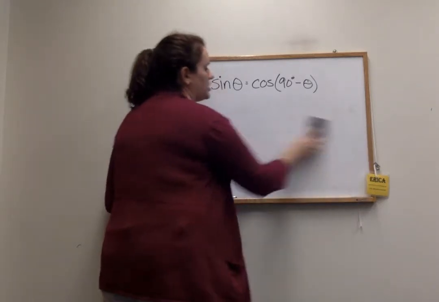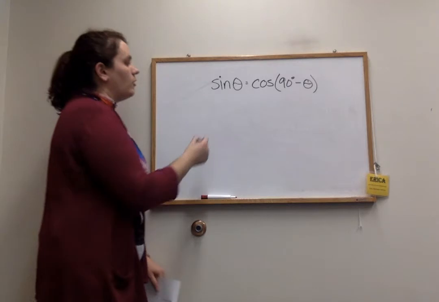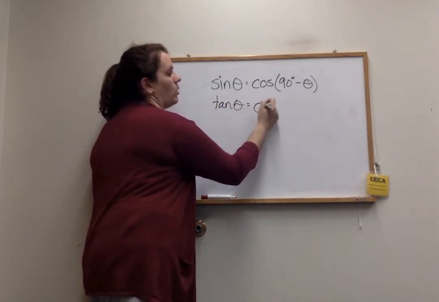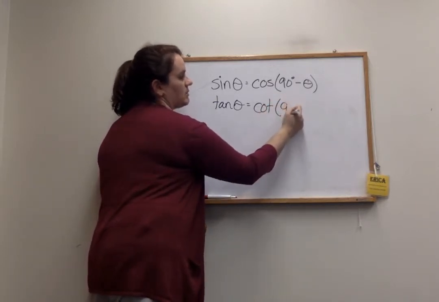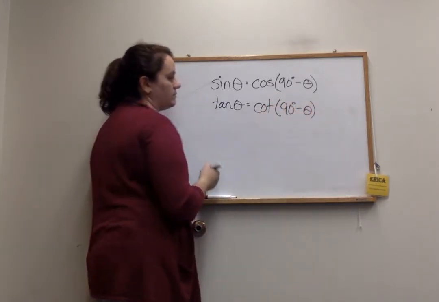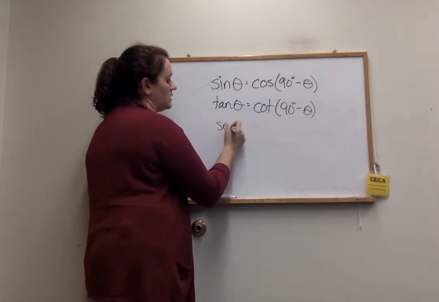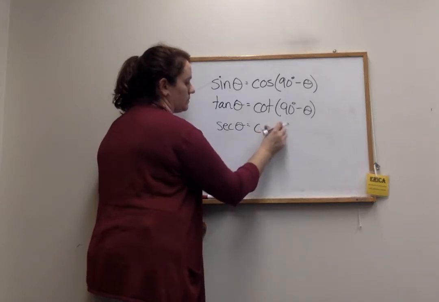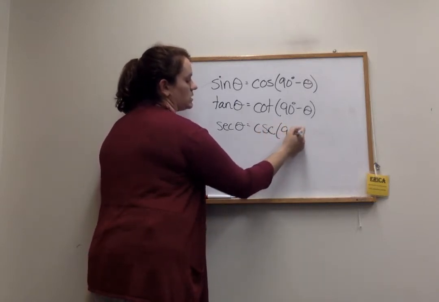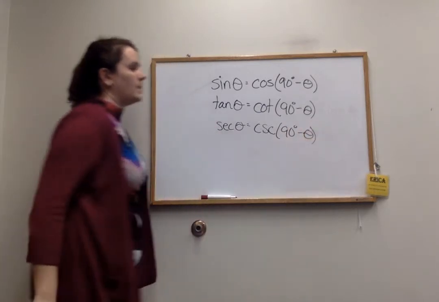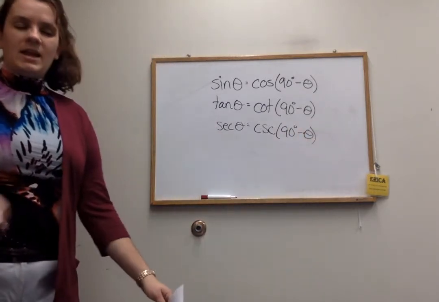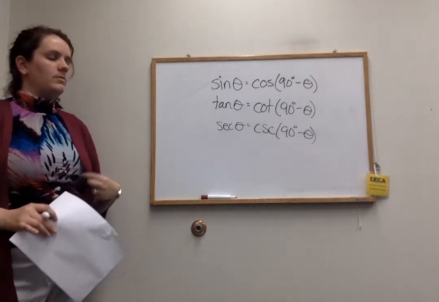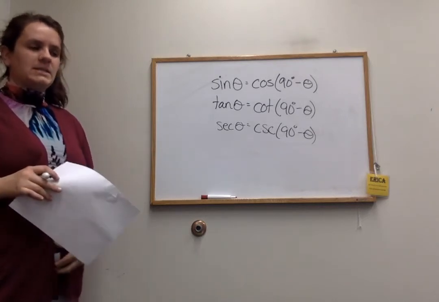Our other two cofunctions: tangent goes with cotangent, same idea, 90 degrees minus theta. And secant goes with cosecant, which is 90 degrees minus theta. Again, you don't necessarily have to know the rationale behind where these come from. Hopefully that example that we just looked at with the triangles helps you make sense of it.